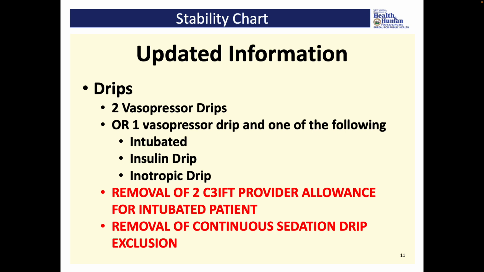So what did change in that was before, if it was a continuous sedated patient that would require 2 C3 providers in the back, that has been taken out. But it still remains, if that patient is intubated, there needs to be the C3 provider and at least an EMT accompanying them in the patient compartment the whole time. Also, removal of that continuous sedation drip. So that patient can be receiving those continuous sedation drips while they're on the vent and still be C3, again, as long as it stays within those modalities.